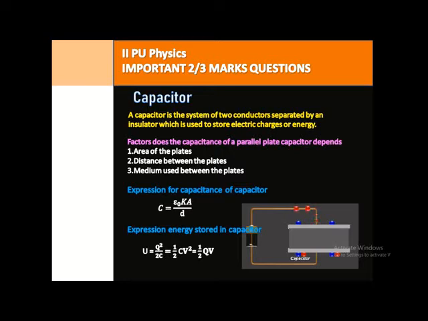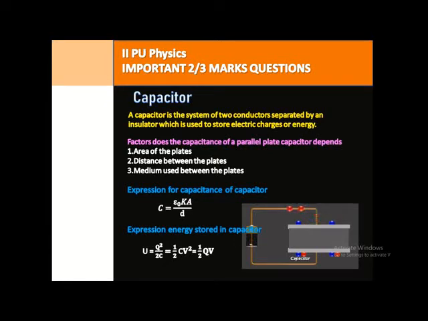Next, capacitors. What is a capacitor? A capacitor is a system of two conductors separated by an insulator, which is used to store electric charges or energy. Here they ask what are the factors on which capacitance of a parallel plate capacitor depends. It depends on 1. Area of the plates, 2. Distance between the plates, 3. Medium used between the plates.